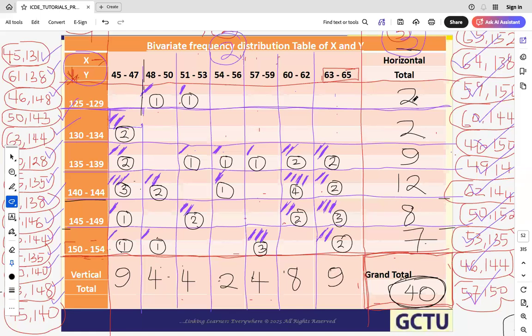Let's check the addition now. 2 plus 2 is 4. 4 plus 9 is 13. 13 plus 12 is 25. 25 plus 8 is 33. 33 plus 7 is 40. It means this side too has tallied. So it means that our horizontal total is also correct.